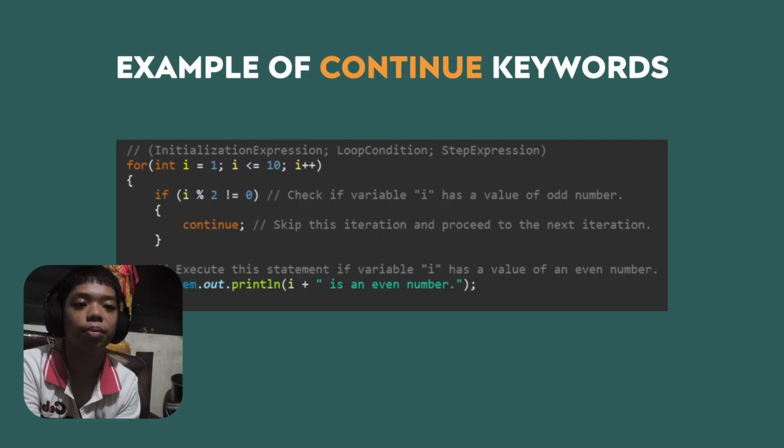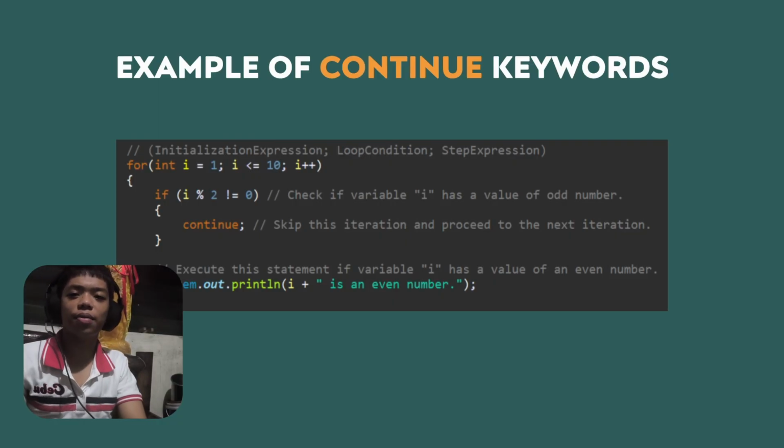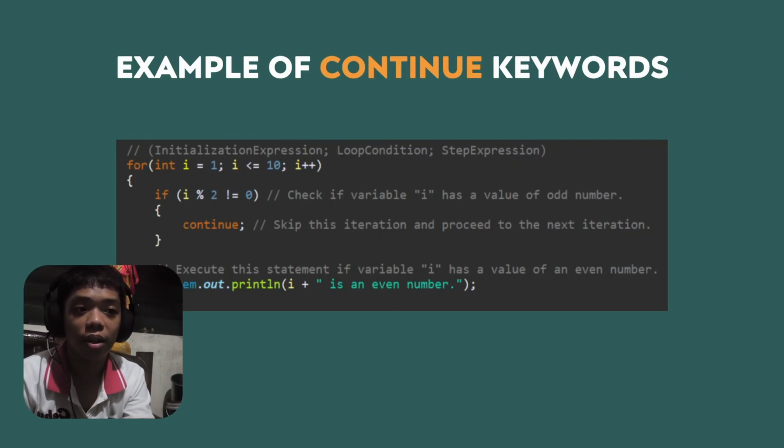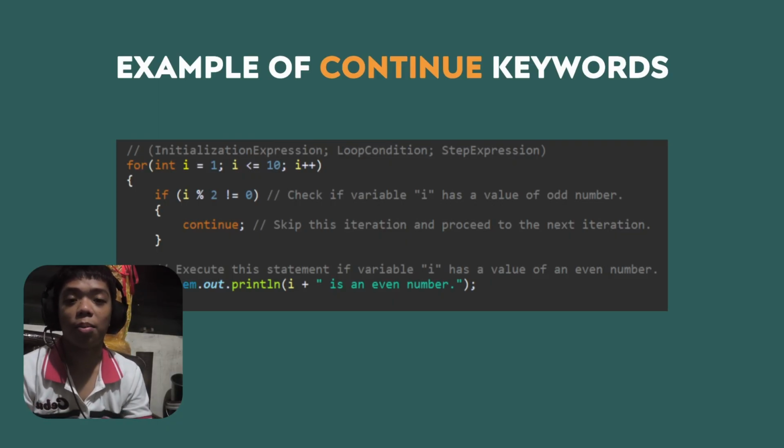The continue keyword skips an iteration, so it doesn't proceed to the next line of code. Before we end this video, I want to show you a few examples of the break and continue keywords used in Java programming. So let's go ahead and proceed to those examples.